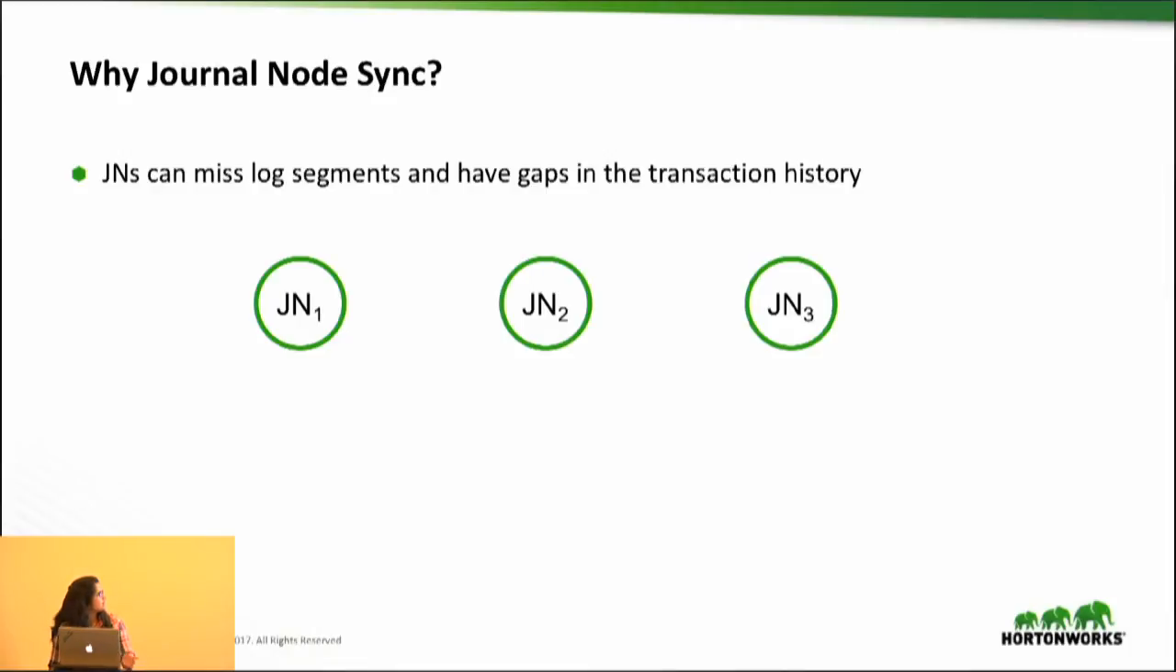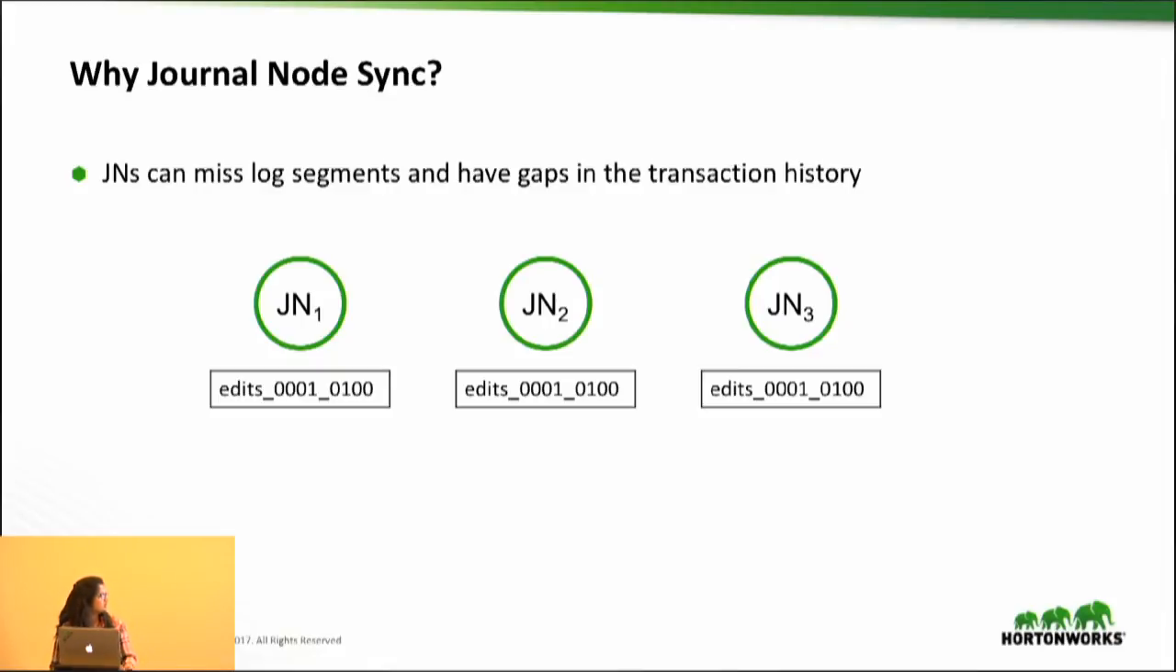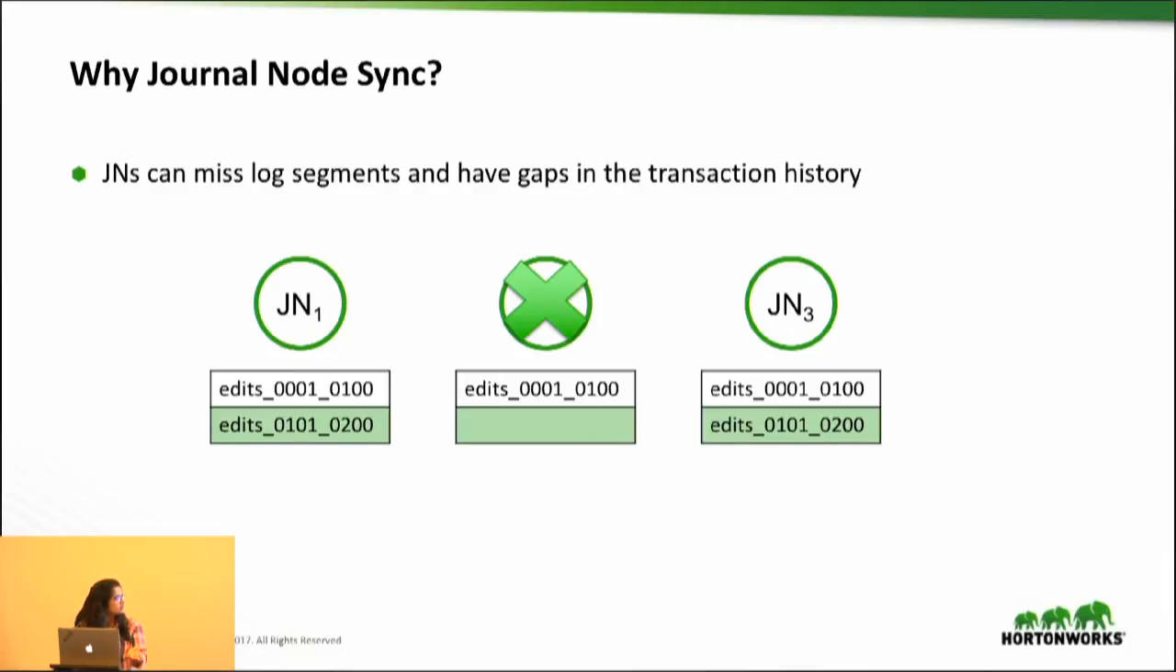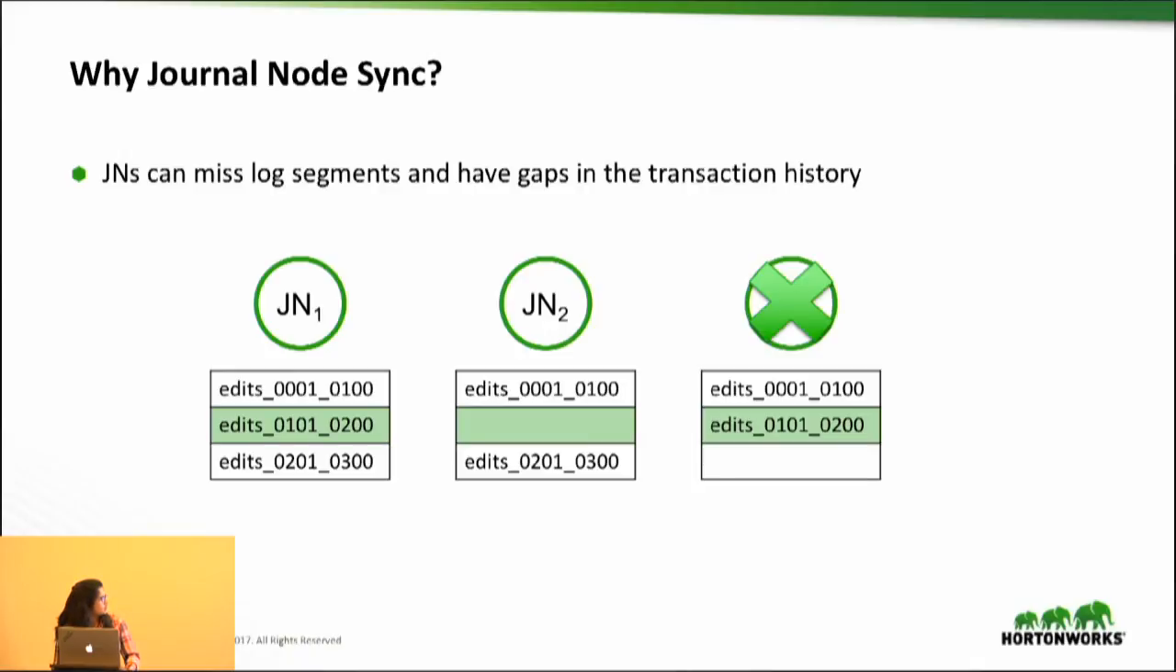Let's take an example. Here we have 3 journal nodes, journal node 1, 2, and 3, and we start writing log segments to them. The first log segment, transactions 1 to 100, is written to all 3. Then journal node 2 goes down and misses the next log segment, 101 to 200. After this, journal node 2 comes back up and journal node 3 goes down, so journal node 3 will miss the next log segment, 201 to 300. So even though a quorum is maintained for each log segment individually, a journal node itself can have gaps in its transaction history. Journal node sync was introduced to fill in these gaps.